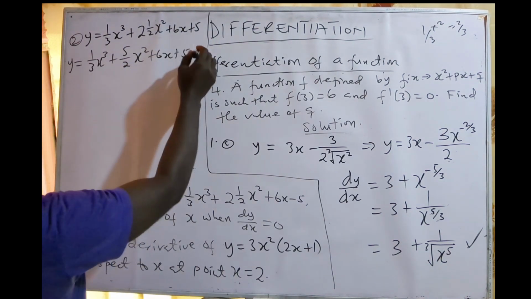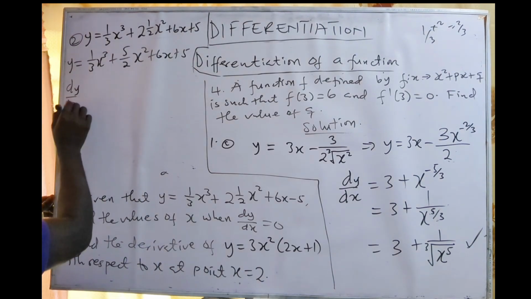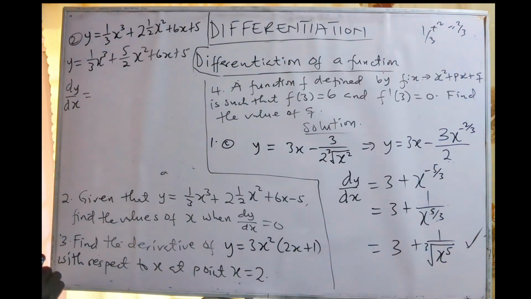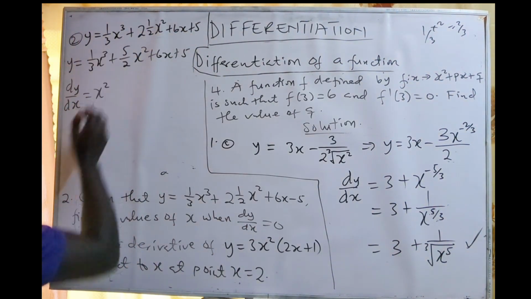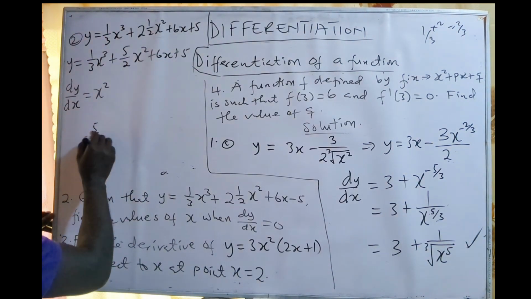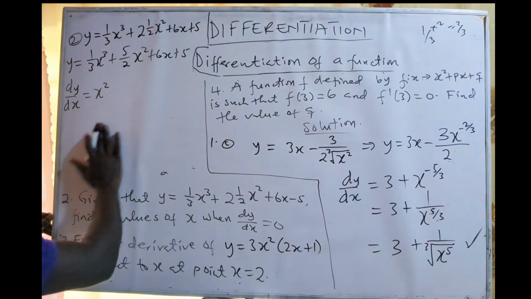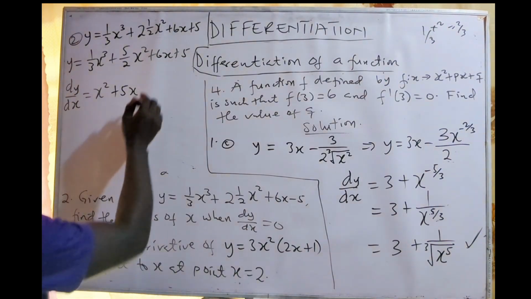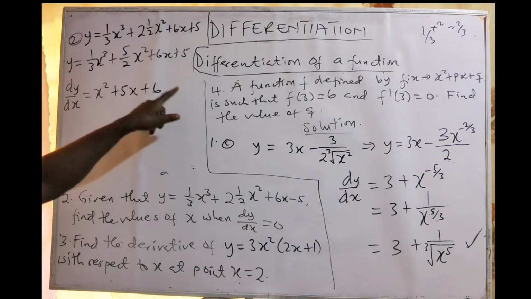Okay, now it is set, and we can find our dy/dx. So what will be our dy/dx? 3 multiplied by 1/3 gives 1. Then I'll subtract 1 from the power, so this will be x squared. Then 2 multiplied by 5x/2: the 2s cancel, remaining 5. Then I'll subtract 1 from the power to get 5x. Then plus 6. So we have x squared plus 5x plus 6.